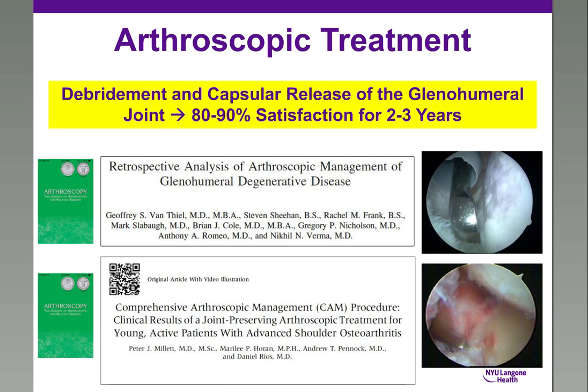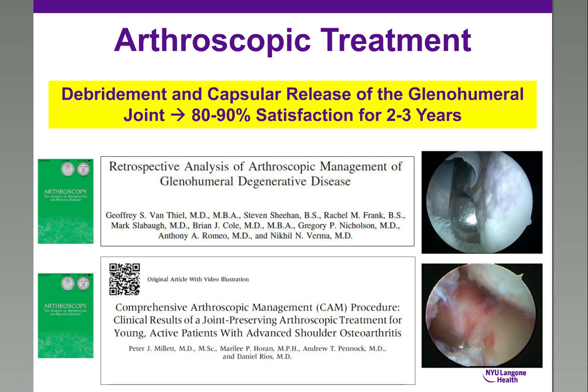So in this initial paper that you see that was published in Arthroscopy, that was a retrospective analysis of the arthroscopic management of glenohumeral degenerative disease at Rush, they were performing an extensive chondroplasty of both the articular surfaces and the labrum, and a circumferential capsule release, including the rotator interval, which has been our approach, my approach, with the patients that we're seeing with this condition here at NYU Langone Orthopedic Center.